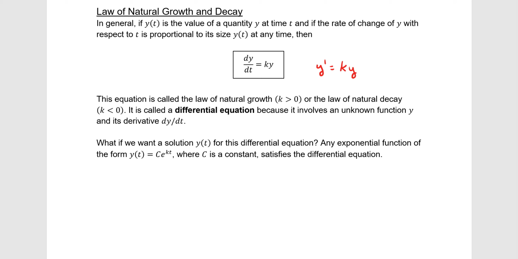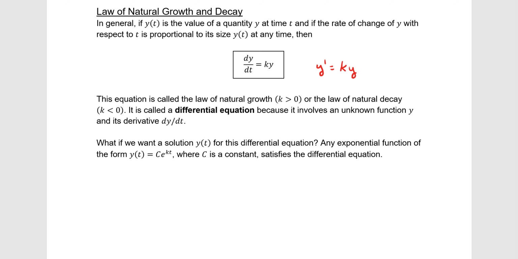And this equation pops up all the time in mathematical modeling. It's called the law of natural growth if k is positive, and the law of natural decay if k is negative. This is also called a differential equation, which, if you keep on taking math courses, there is a class you would take after Calculus 3 called differential equations that goes deeper into this topic. It's called a differential equation because it involves an unknown function and its derivative. So in differential equations, we have a function and its derivative inside one equation, and we see how they're related to each other.